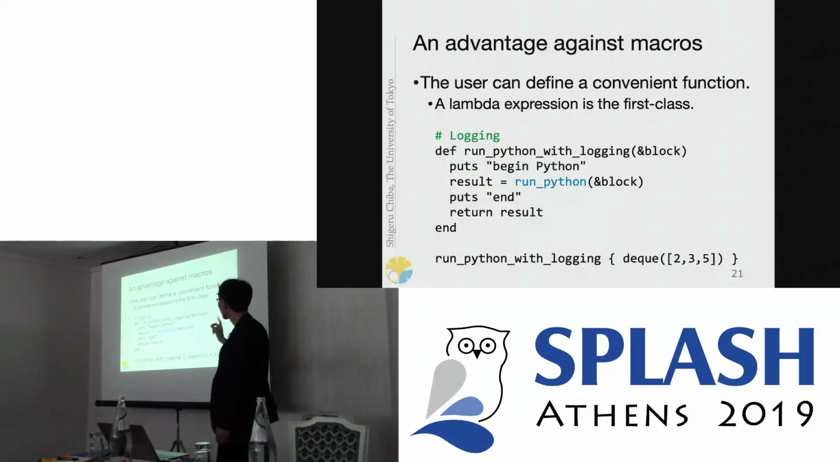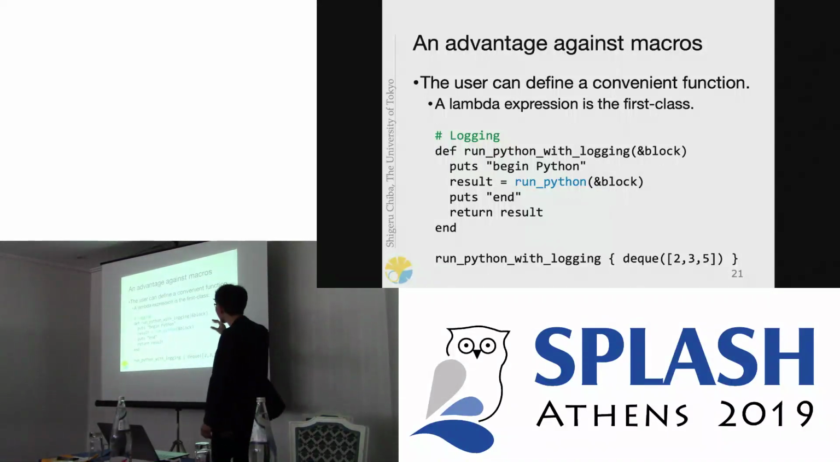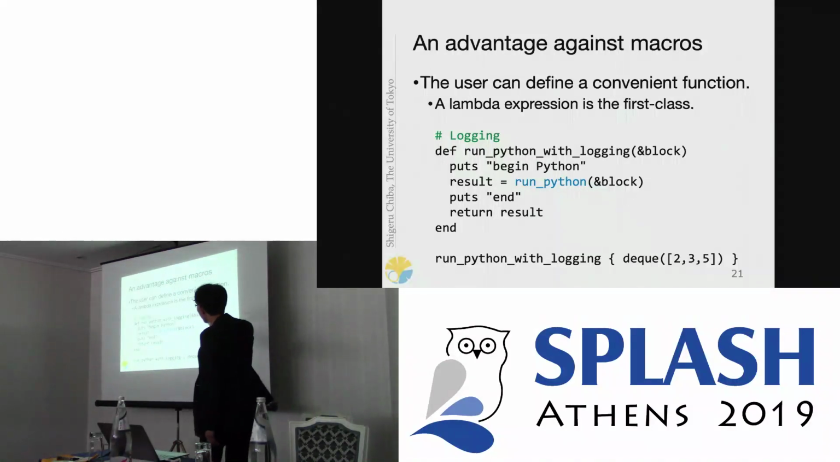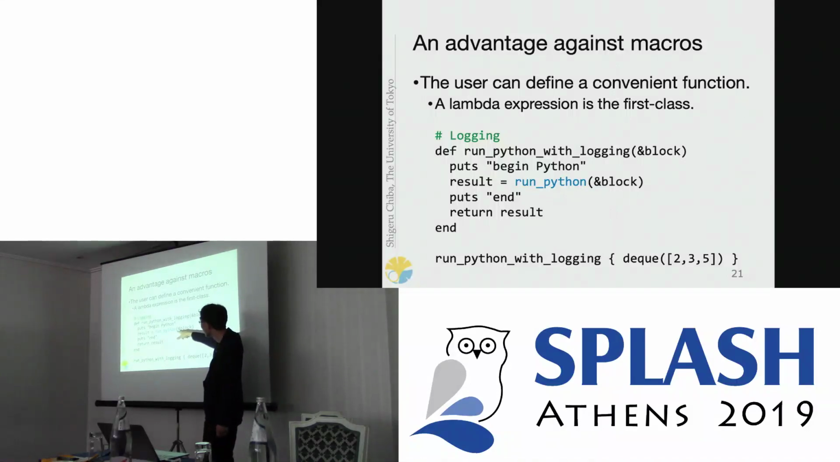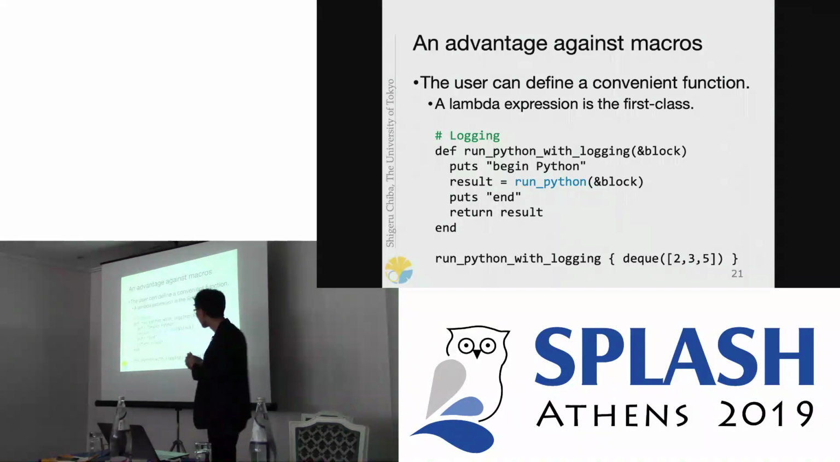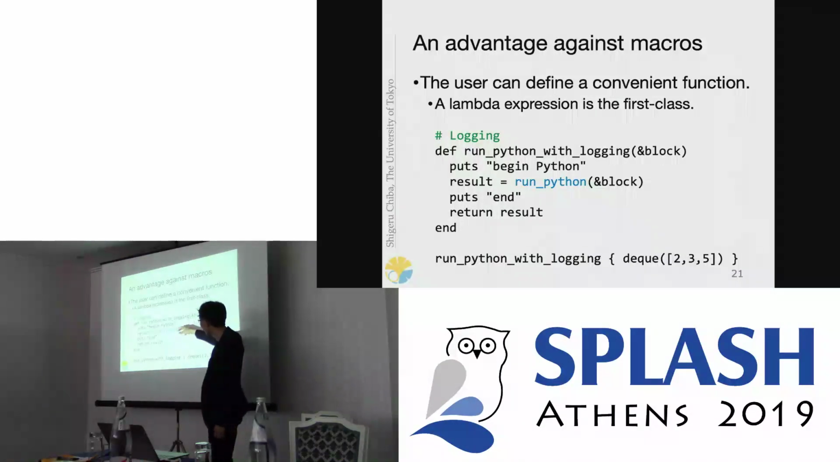This is not really an advantage. Well, I prepared this slide on an airplane, so I failed to choose an appropriate one. But this slide is basically saying that, because a lambda expression is a first-class object, it's very easy for users of the run Python library to define convenient functions, like logging.